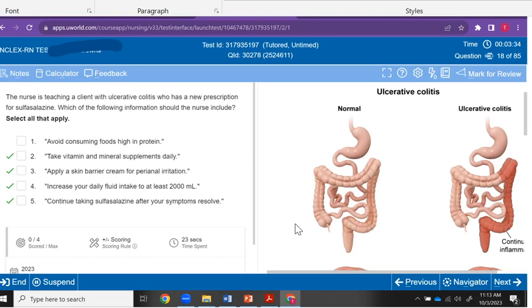Okay, so hopefully you picked 2, 3, 4, and 5 because those are correct. Remember, avoid consuming foods high in protein. You need the protein.